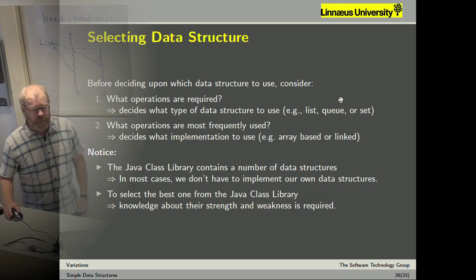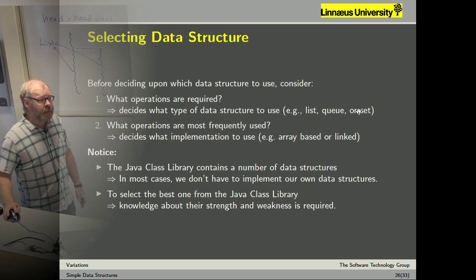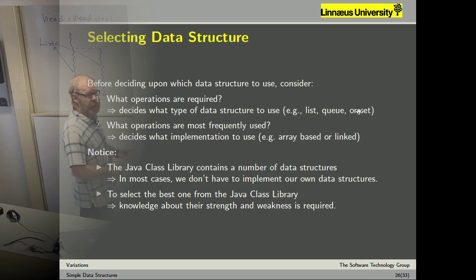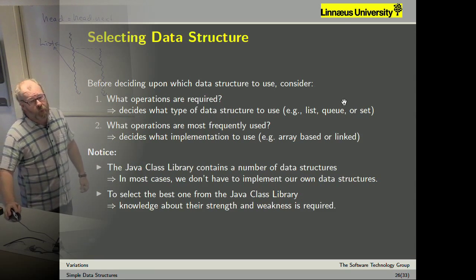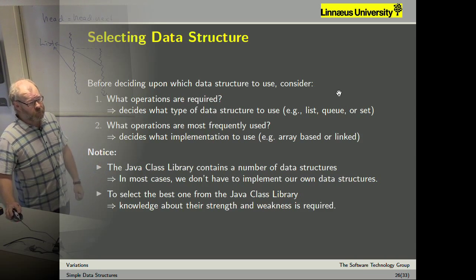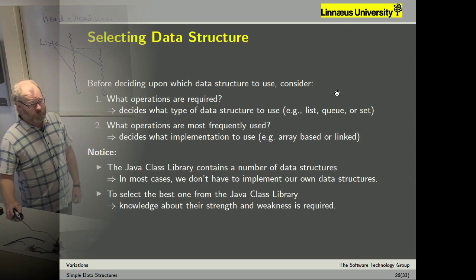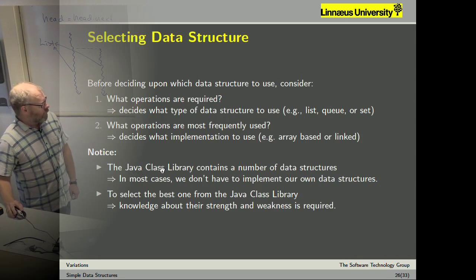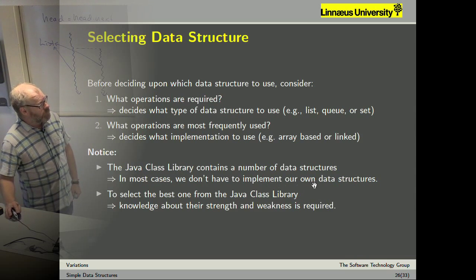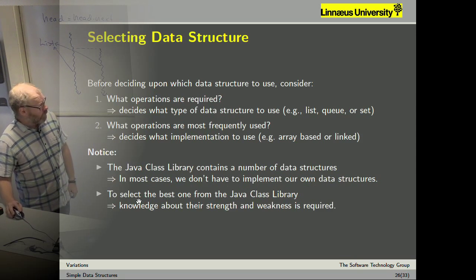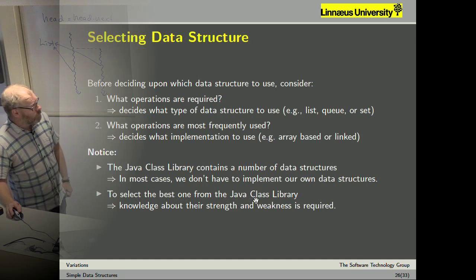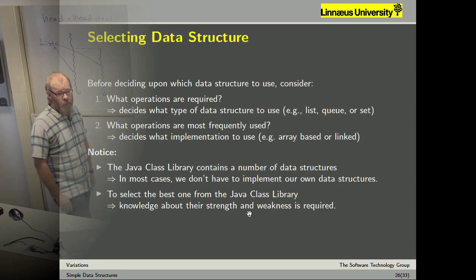It's another type of data structure, and it can also be implemented in two ways, using hash tables and binary search trees. You must know how both of them work in order to make a proper choice of which one to use. So, although we don't have to implement them, the Java library comes with a number of data structures. That means we don't have to implement them. However, in order to select the best one, you must know how they work.